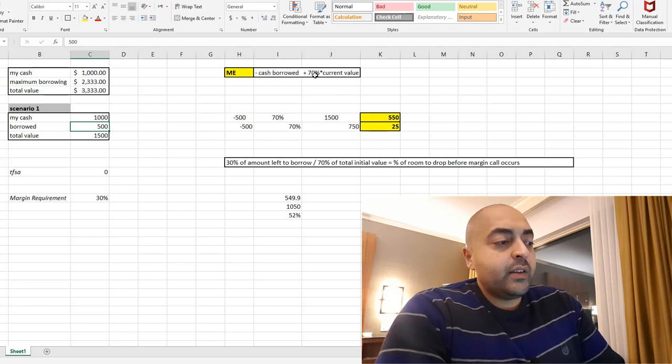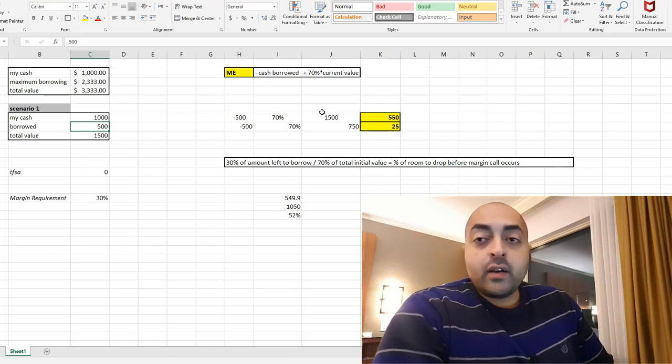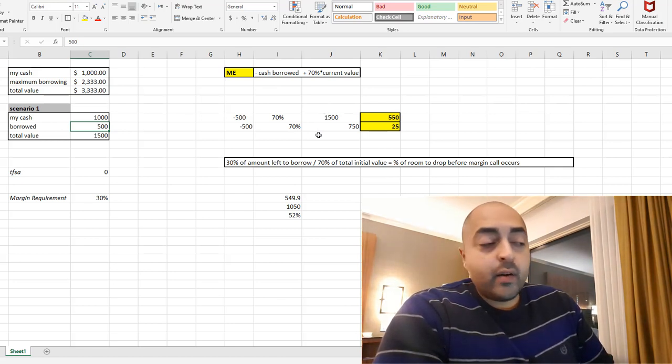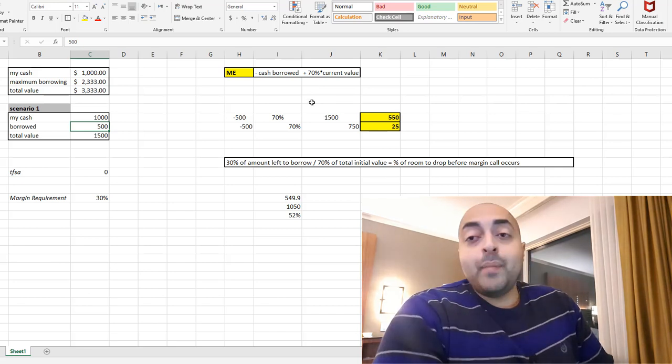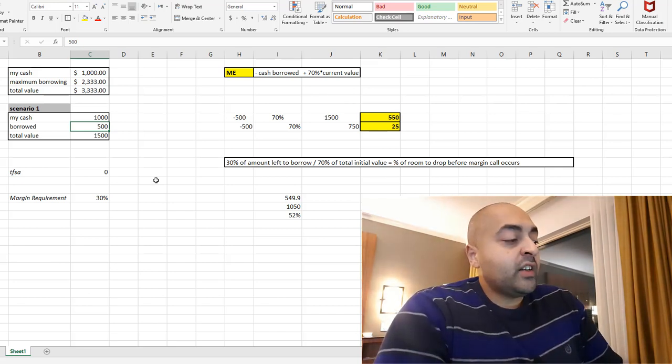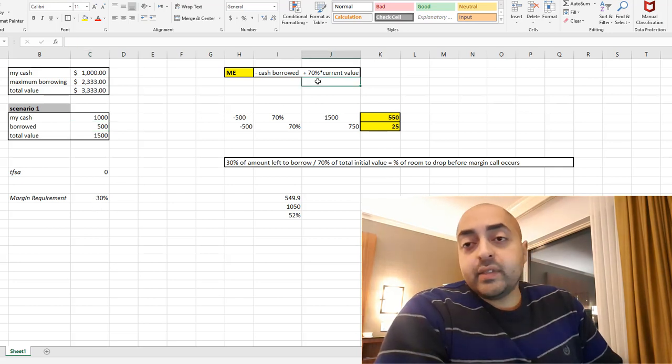So obviously the 70% in this formula, it's not a fixed number. It comes from the difference. It's basically 1 minus the margin requirement. So 100% minus 30% is 70%. So when you're trading with a stock that has a 30% margin requirement, the formula for ME will be minus cash borrowed plus 70% times current value. So if we want a more general formula, it's going to be plus, instead of the 70%, 1 minus the margin requirement. Margin requirement here being 30%, that's why we have 70% here.